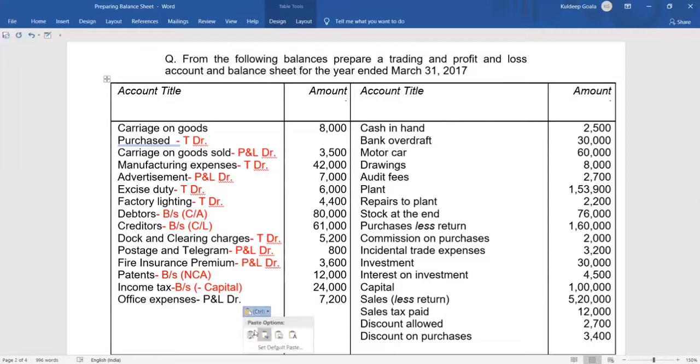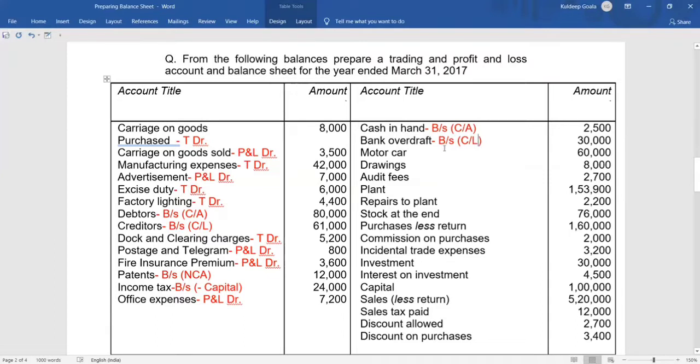Now let's go to the other side and see what is there. First of all, cash in hand. So we know cash in hand is a balance sheet item, balance sheet, current asset, isn't it? So it will come in the balance sheet, current asset side. Again, bank overdraft. Bank overdraft is again a balance sheet item, but it is not a current asset, it is a current liability. Right?